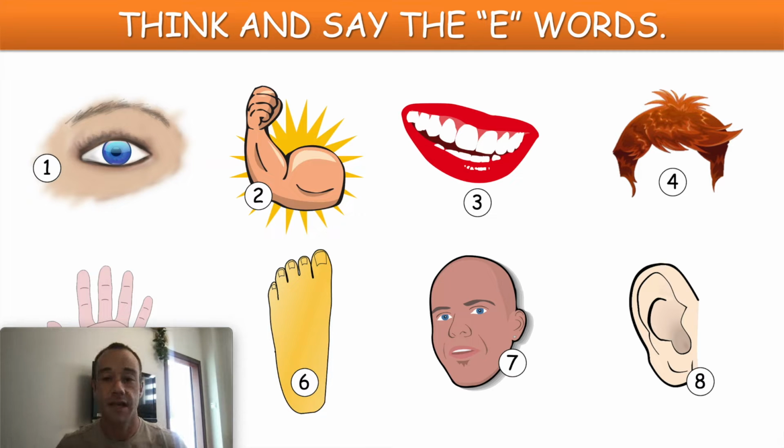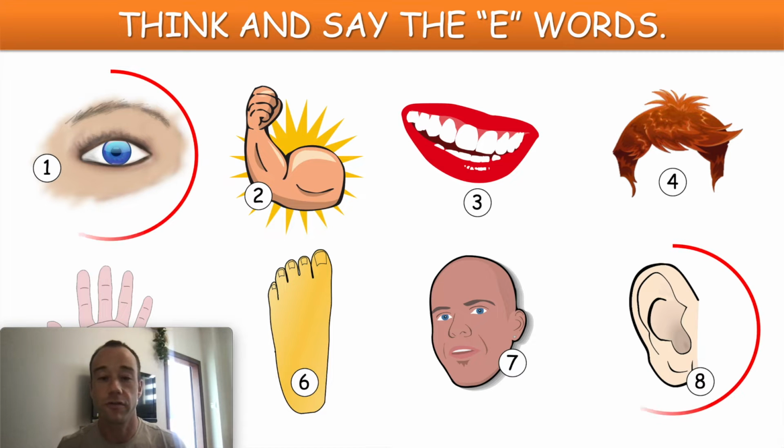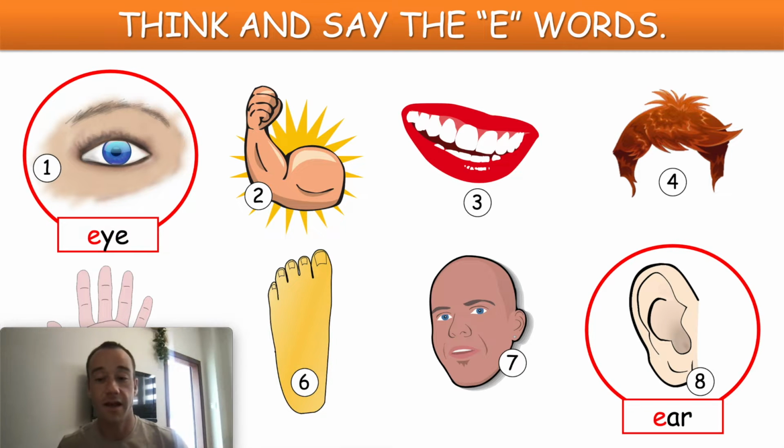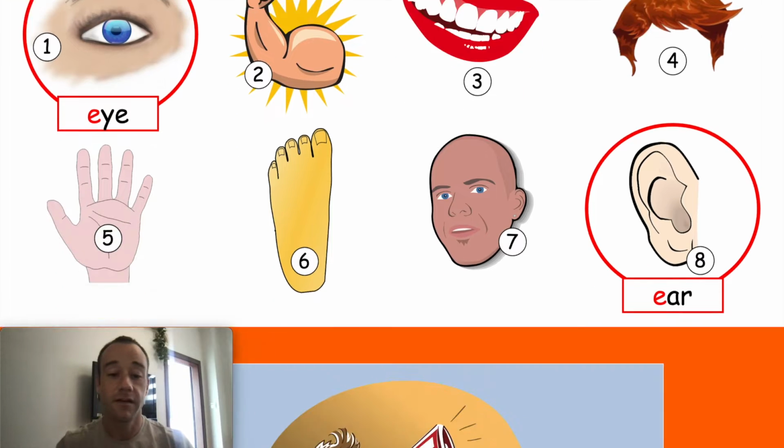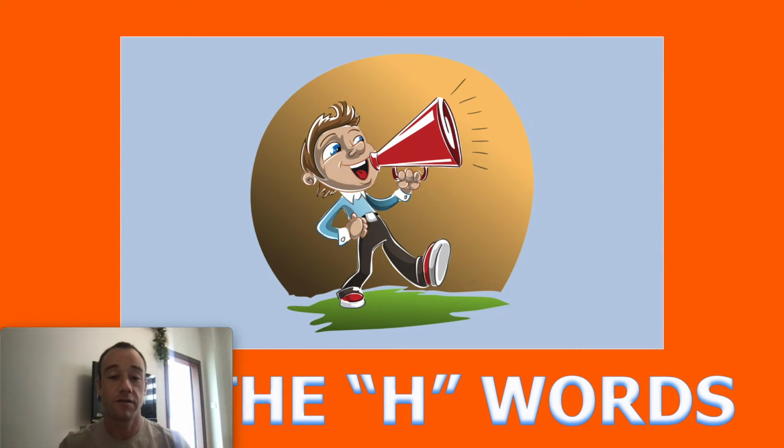You could play this as a game with the kids. You could just have the kids raise their hand. It's totally up to you. You'll have the flashcards. So you can cycle through the flashcards. And if they think it's an E word, they can raise their hand. There's lots of different ways you could do this. And then you can show their correct answers. Okay, so you have eye and ear. Okay. Same thing here with the H words.